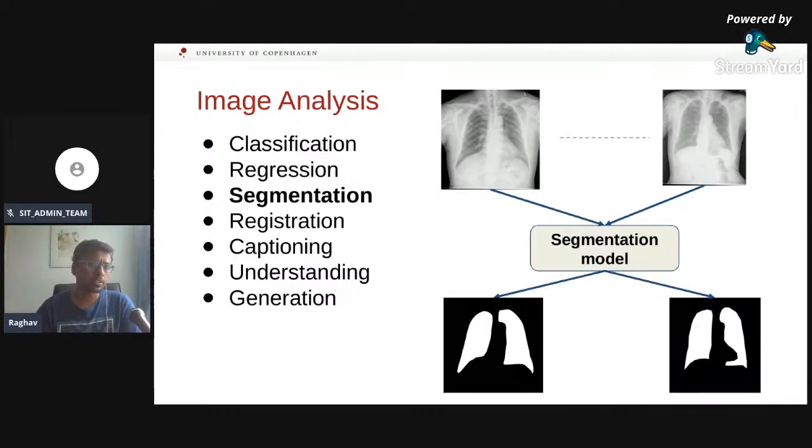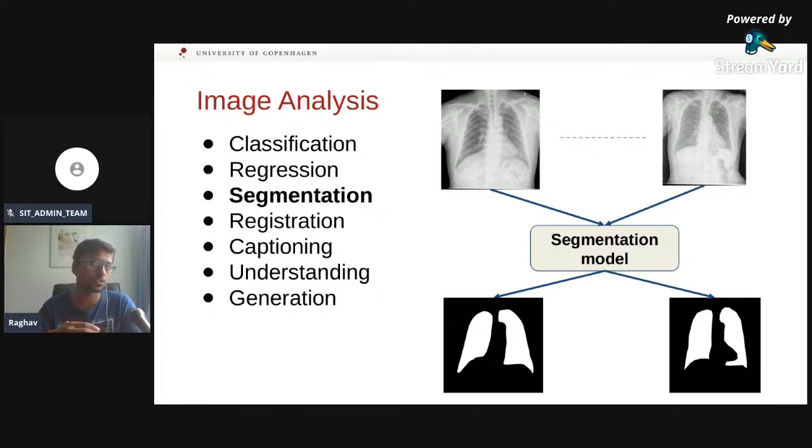Now segmentation, I think I will focus a bit more on this because I work with it. I work with segmentation of chest x-rays and lung data basically. So what is a segmentation model? You take your input, which is the chest x-rays, you plug it into the model, and then you want to be able to isolate only the lung regions.